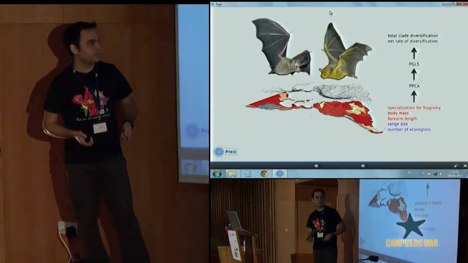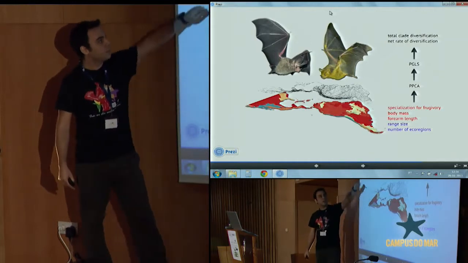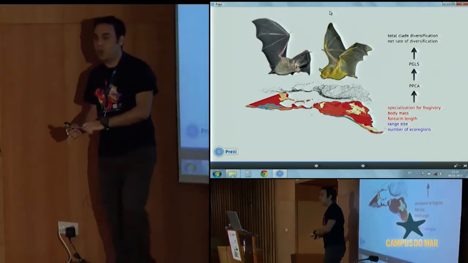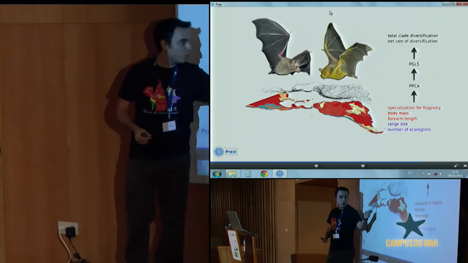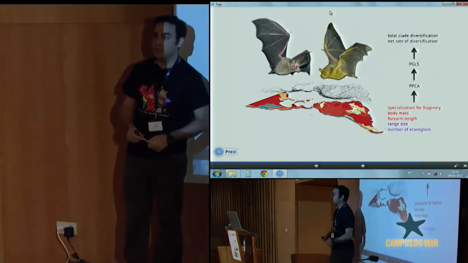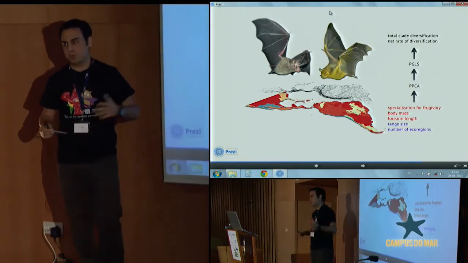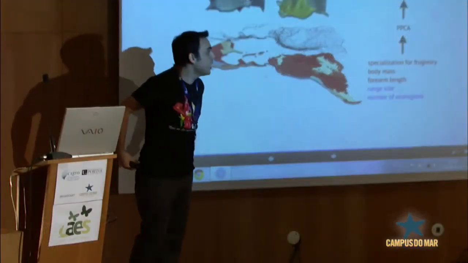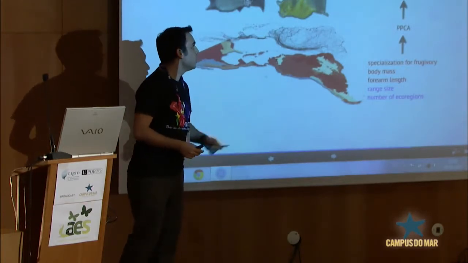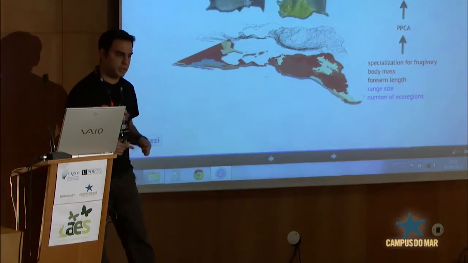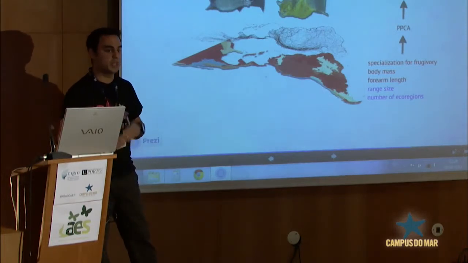So we explored which other factors could explain this pattern of species richness. We quantified the specialization for frugivory, and we measured the forearm length of the species and body weight as 2 measures of body size, and also the range size occupied by each lineage, and the number of ecoregions as a surrogate of habitat diversity in which each lineage occurred. We had to summarize these variables because they were correlated, with a phylogenetic principal component analysis, and then we applied a phylogenetic generalized least squares model to examine the relationship between the first 2 components and total clade diversification and net rate of diversification, which is another measure of diversification that takes extinction rates explicitly into account.